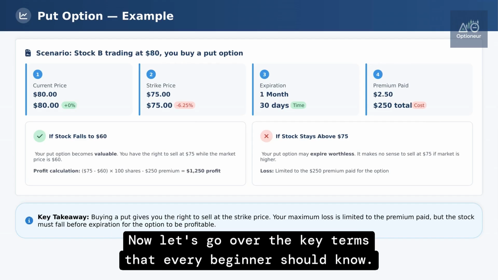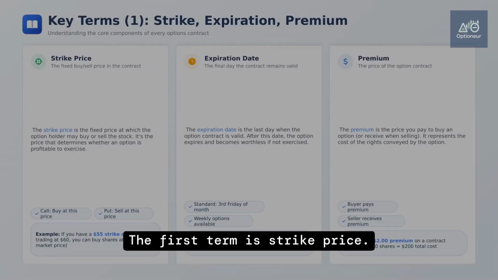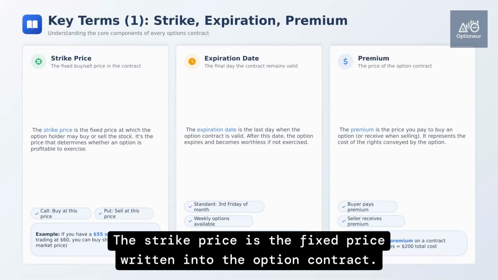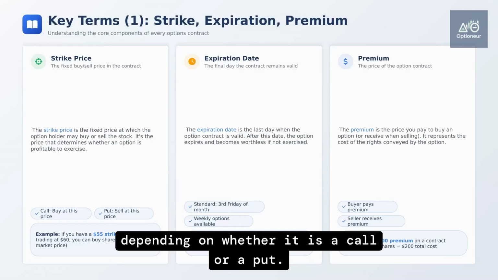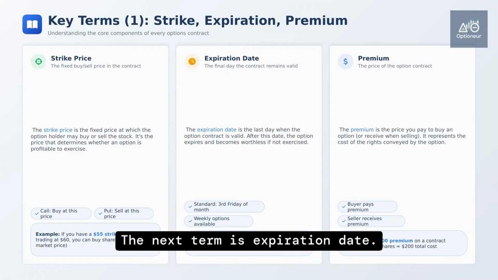Now let's go over the key terms that every beginner should know. The first term is strike price. The strike price is the fixed price written into the option contract. It is the price at which the buyer may buy or sell the stock, depending on whether it is a call or a put.